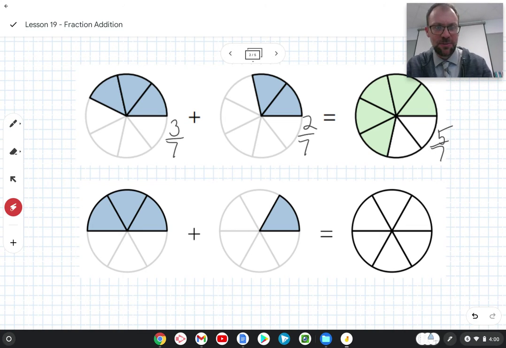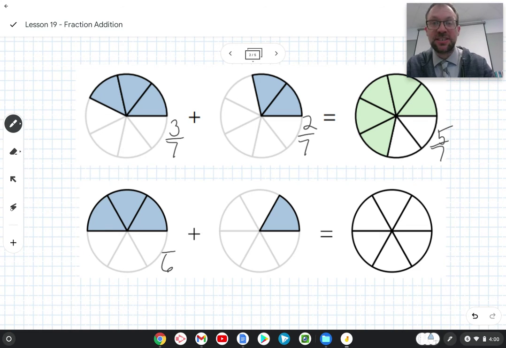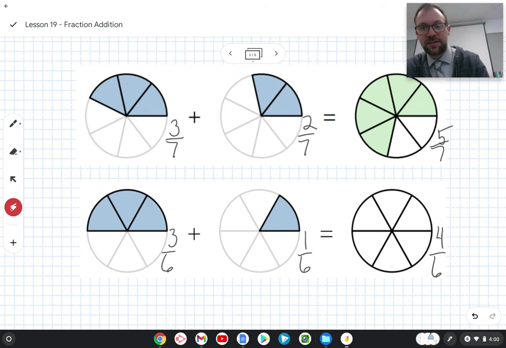Let's first count up the number of pieces we have in the circle. 1, 2, 3, 4, 5, 6. So we're talking about sixths now. This circle represents sixths, and our answer will be in sixths as well. The first picture, we have 1, 2, 3 sixths. So this drawing represents 3 sixths. Here we just see 1 sixth. So 3 sixths plus 1 sixth is 4 sixths.